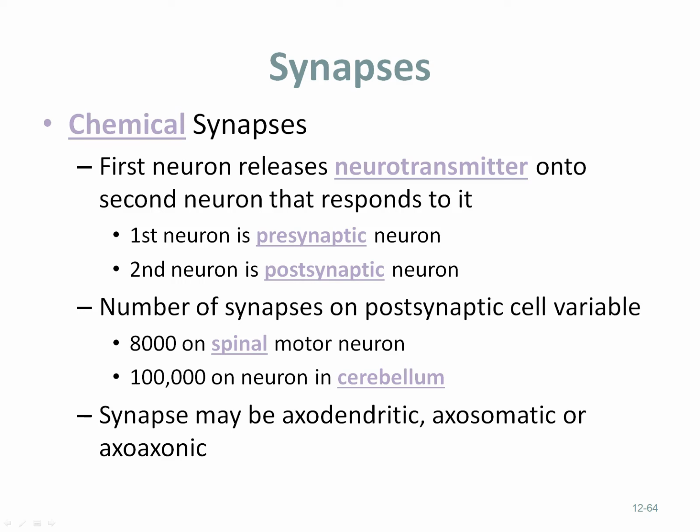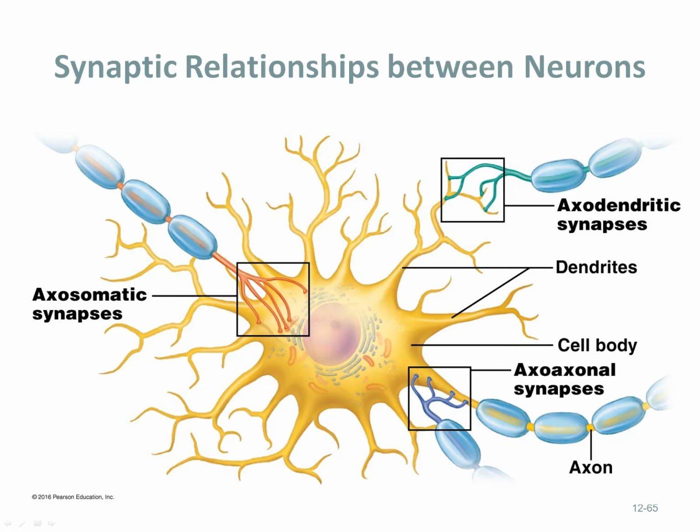Synapses can be axon to dendrite, axon to soma of the postsynaptic cell, or axo-axonic. Let's take a look at these. Axodendritic synapses are the ones we commonly think of, where the axon of one neuron synapses with the dendrite or receiving end of another neuron. An axosomatic synapse is when the axon synapses with the soma or cell body of the postsynaptic neuron.